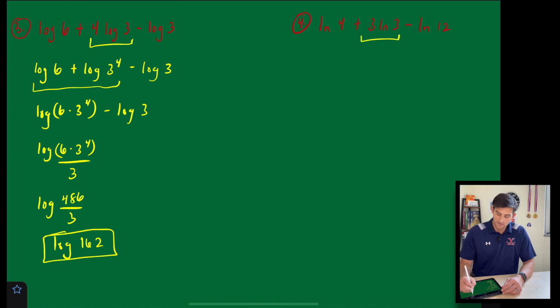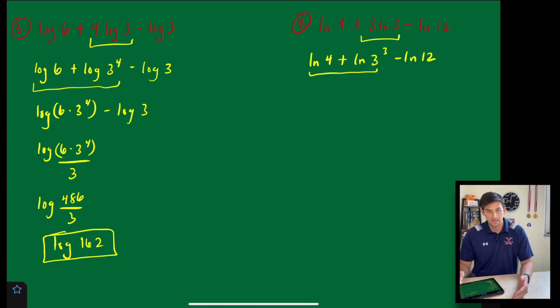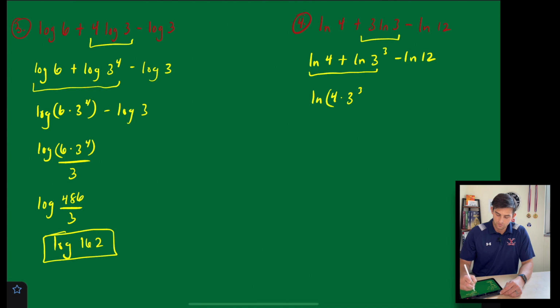All right, for number 4, we have ln of 4 plus 3 ln of 3 minus ln of 12. So kind of the same thing. We're going to take what we're multiplying here, and we're going to rewrite that with a power. So we've got ln of 4 plus ln of 3 cubed minus ln of 12. We can take this addition again and write that as one natural log, but with 4 times 3 cubed. So ln of 4 times 3 cubed minus ln of 12.